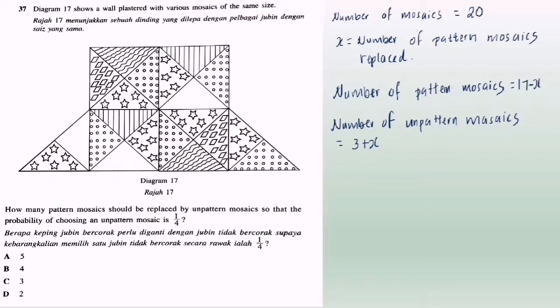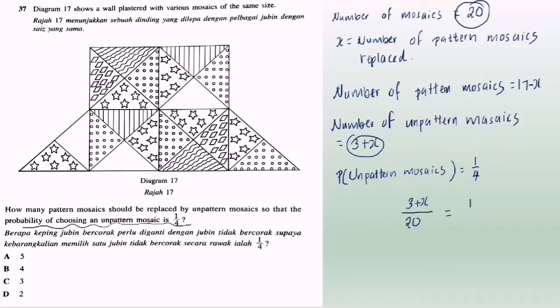Okay, given the probability of choosing an unpatterned mosaic is 1 over 4. Now we put in this one, number of unpatterned mosaics 3 plus s over the total of the mosaics is 20 equals 1 over 4. Move the 20 over here. So 3 plus s equals 1 over 4 times 20 equals 5. So s equals 5 minus 3, s equals 2. So the answer is D.